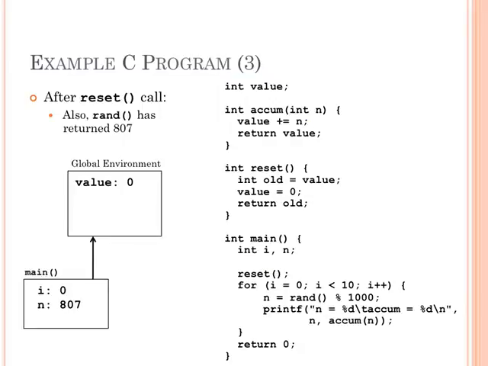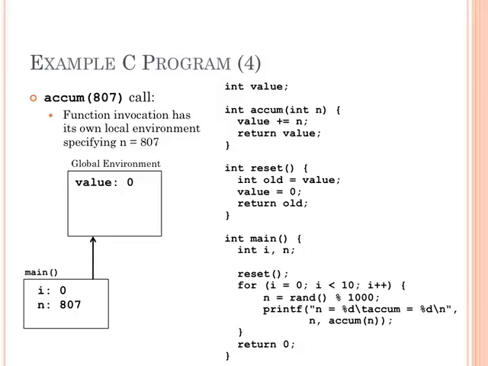So anyway, i is 0 because we haven't started adding stuff to the accumulator yet. The first n is 807, and what happens is accum 807 is called. Well, accum's parent would be the global environment, so we get a new frame where n is 807, and it goes ahead and adds that to value. And since value is not in the accum function's frame, it goes and looks at the global frame and is like, oh, value's here. And so it just scratches that out and replaces it with 807. Okay? Very straightforward conceptual model as to how C works. It gets way more complicated than this, but we're going to stick to this for now because it's just an easy way of thinking about it.